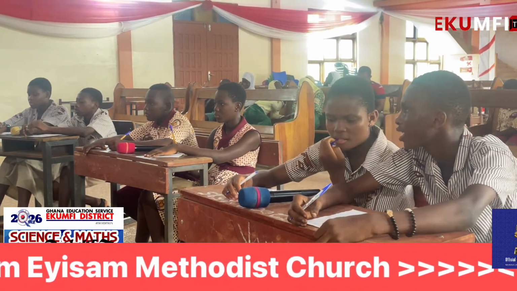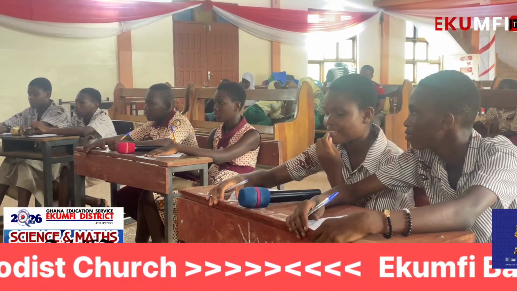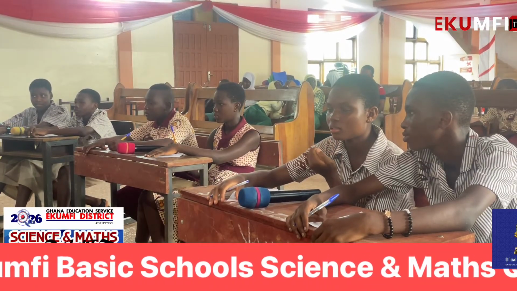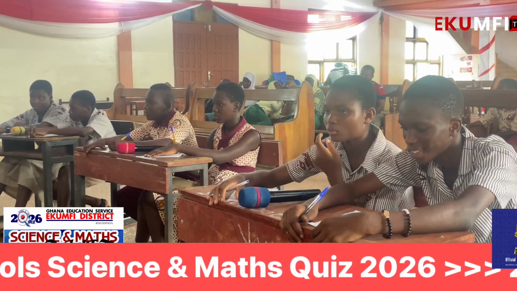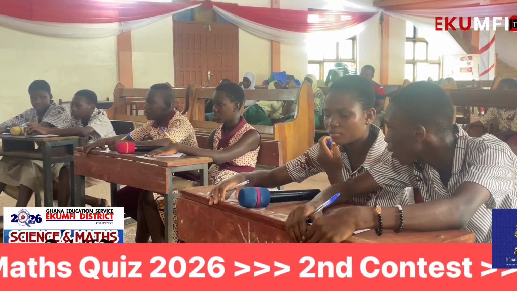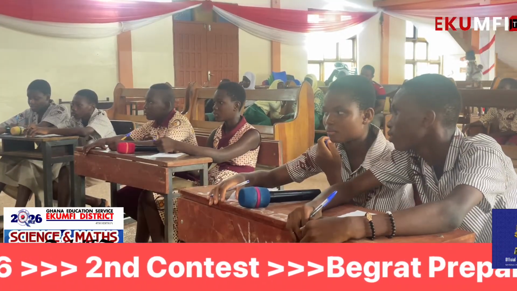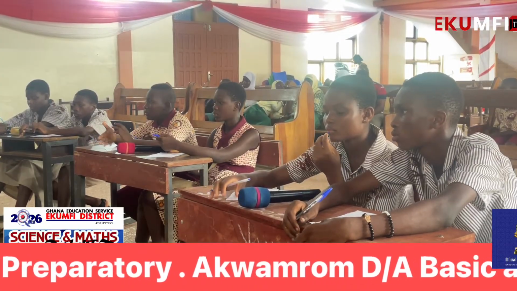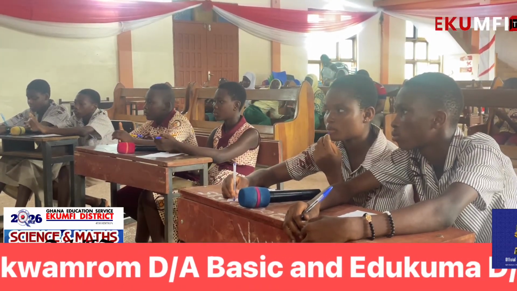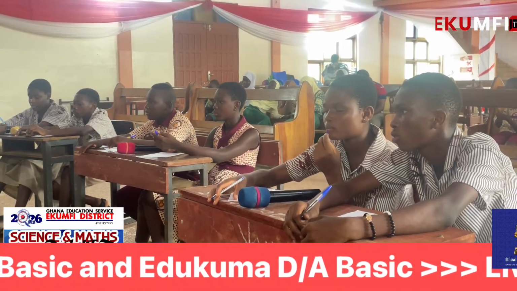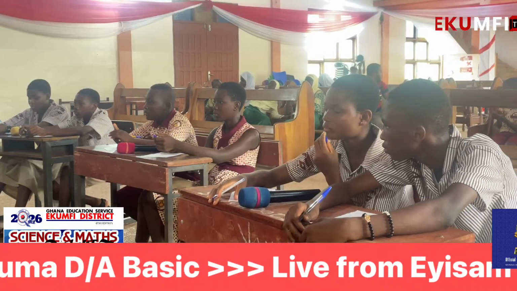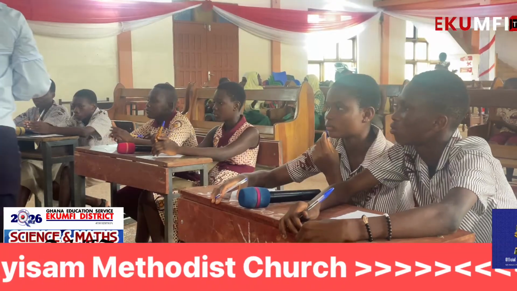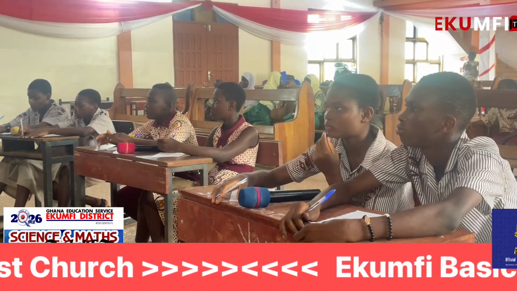Alright. This brings us to the end of round one. So at the end of round one, KOKODO had a score of 6. Belgrade 3. Eyisam 3.